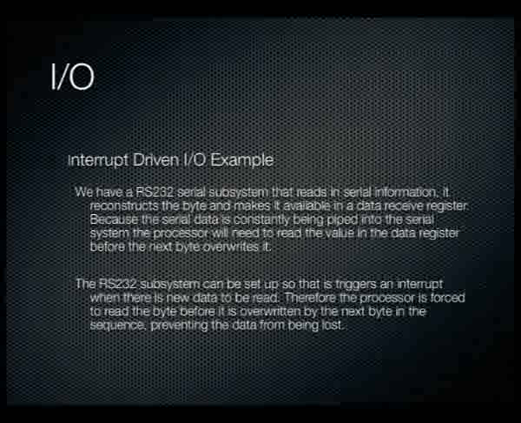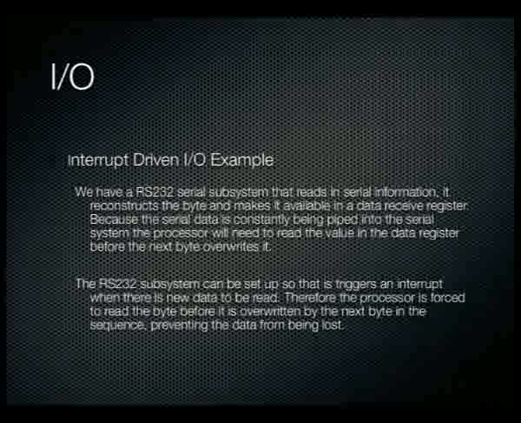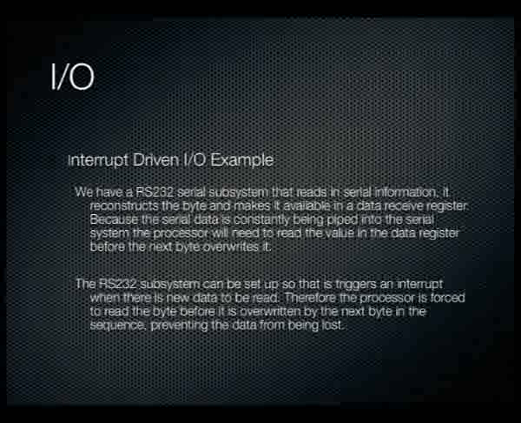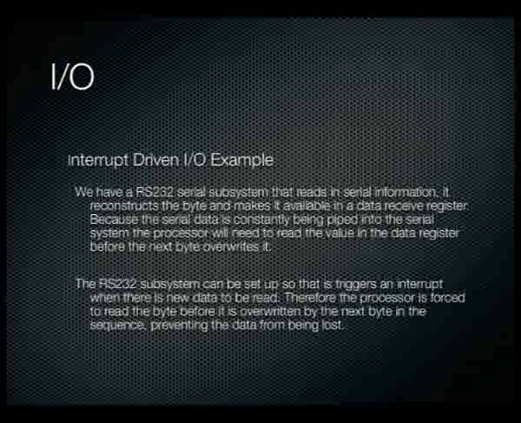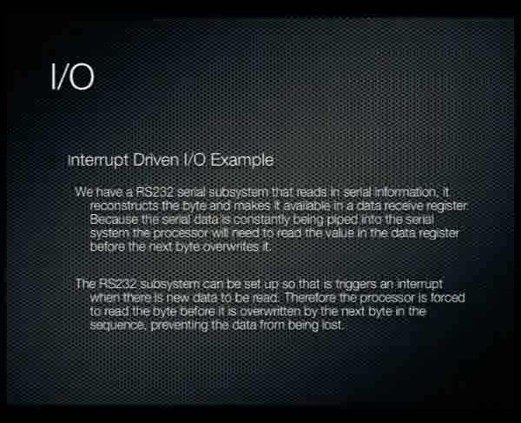The RS-232 subsystem can be set up so that it triggers an interrupt when there is new data to be read. So you can configure that serial subsystem so when new data is available, it triggers an interrupt which causes the processor to deal with that data. And therefore the processor is forced to deal with that data before it's overwritten.